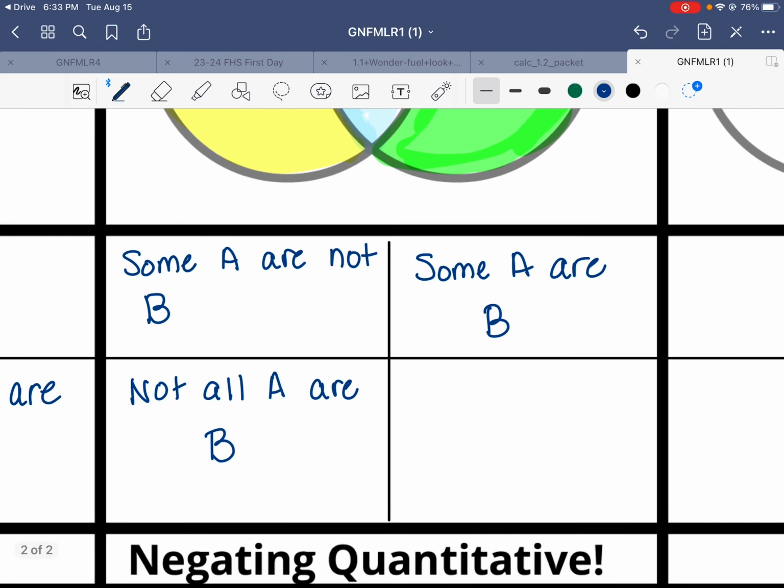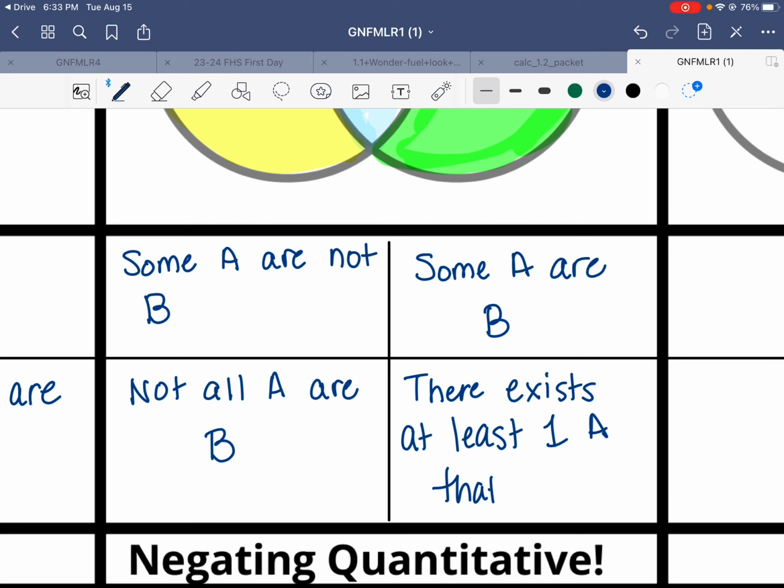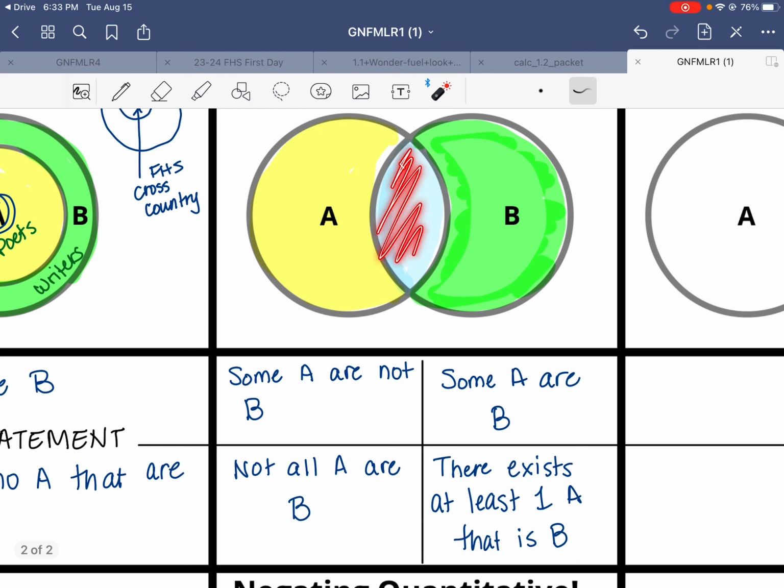And let's go ahead and do the equivalent statement of this one. There exists at least one A that is B. So that equivalent statement is basically talking about this center population, right? That there's an overlap, and I don't know how many is in there, but there's at least one, right? Because the graphs overlap. So again, that's talking about this one, and this was our original statement.